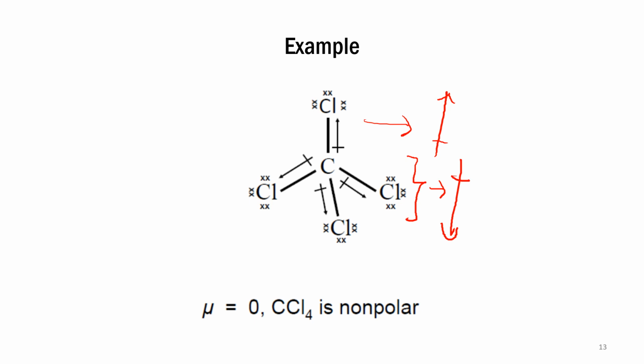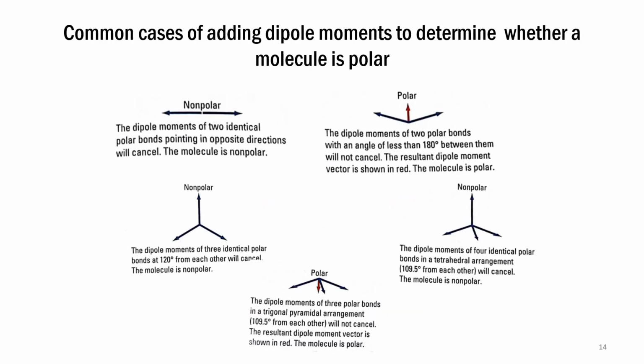Okay, so bila ini saling membatalkan satu sama lain, we cancel each other out. So this compound, the carbon tetrachloride, dipole moment equal to 0. So it's a non-polar. Okay.